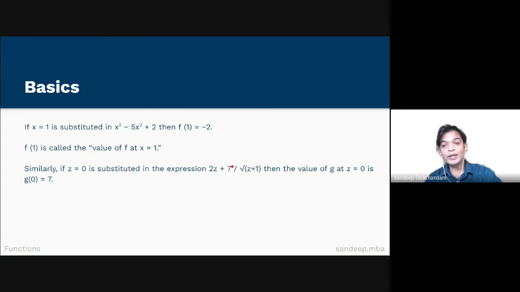So in the numerator, we have 7. 0 plus 1 is 1. And the square root of 1 is 1 itself. So numerator upon denominator is equals to 7 upon 1, which is equals to 7. Therefore, I can say that the value of g at z is equals to 0, that is g of 0, is equals to 7.